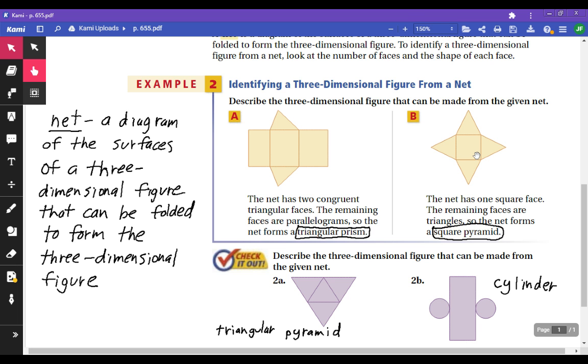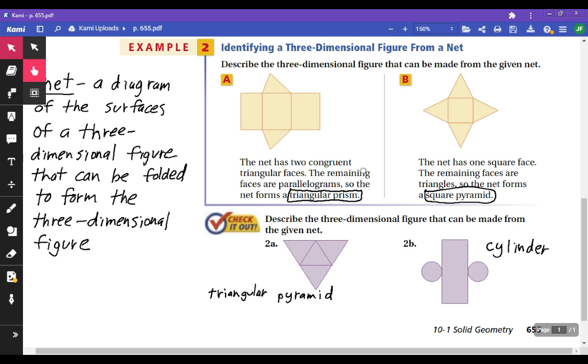If you look at figure B here, you can see that you have a square, and then you have attached to the edges of the square a triangle. So if this were paper and you folded up these triangles, they would meet at the top at the vertex, and you'd have a square pyramid. It's called a square pyramid after the base of the pyramid.